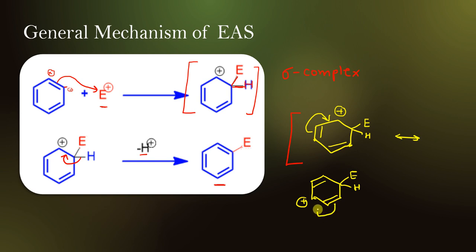Now this double bond will shift here and we'll get a positive charge on this carbon. So we'll write this structure, right? This double bond will remain as such, this is a new double bond, and here you will get the positive charge. This is E and this is H. If you compare with the original structure, we have shifted the positive charge onto alternate carbons. So we can write these three resonating structures for this sigma complex, right?